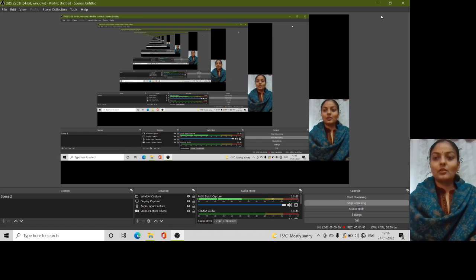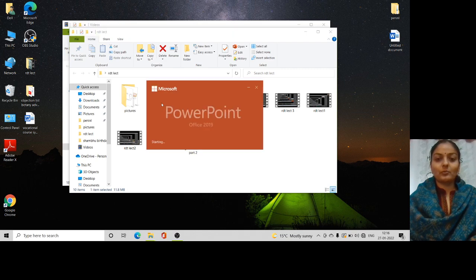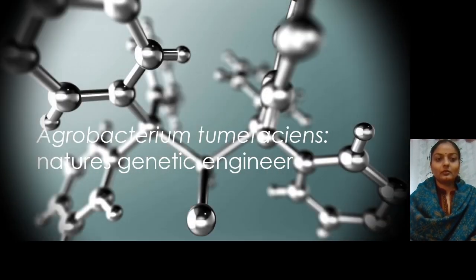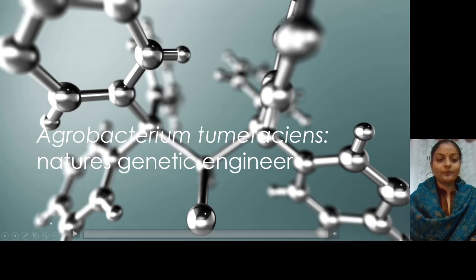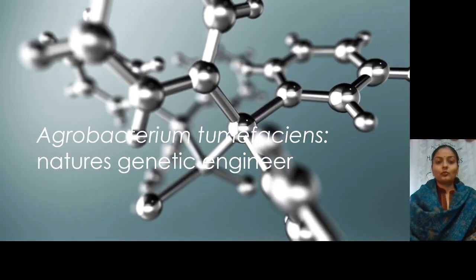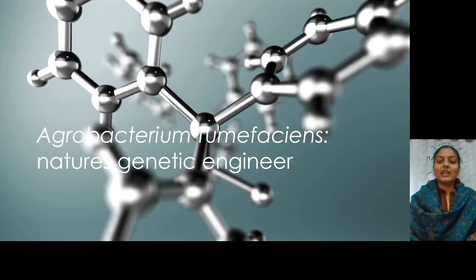Hello students, today we will discuss Agrobacterium tumefaciens and the vector made from the Ti plasmid of the Agrobacterium, which can be used to transfer the desired gene into higher plants. So let's first discuss what Agrobacterium tumefaciens is and why it is known as nature's genetic engineer.